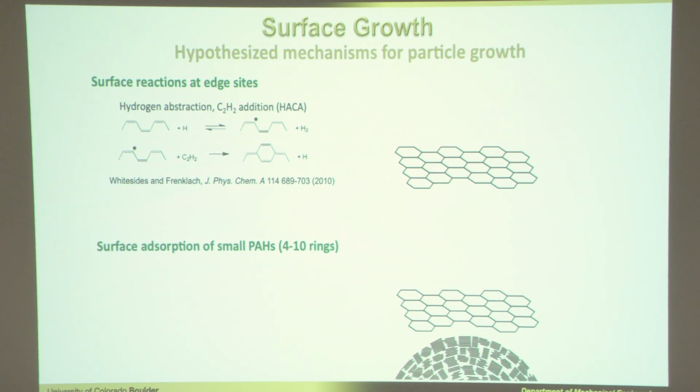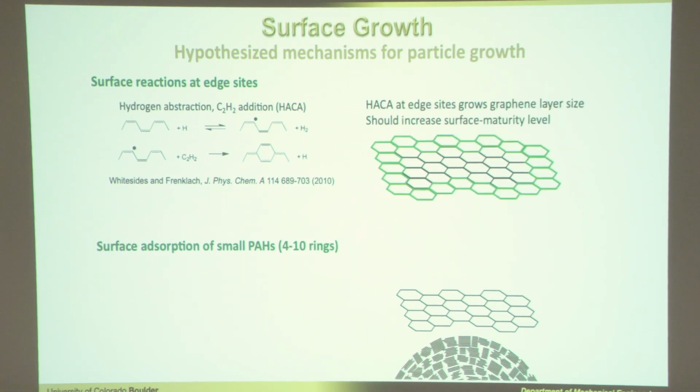Another way is to, so this is the Haka mechanism. What's going to happen is you're going to grow the graphene sheets. Another way is to actually just add whatever's in the gas phase, just adsorbing to the surface. And then whatever it's doing, once it hits the surface, it's reacting or whatever.